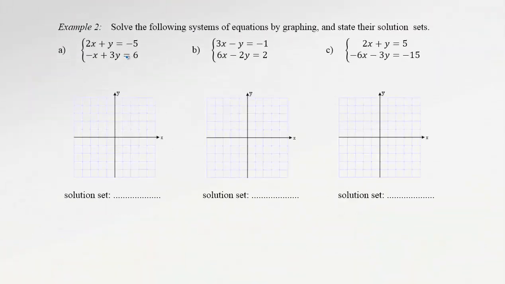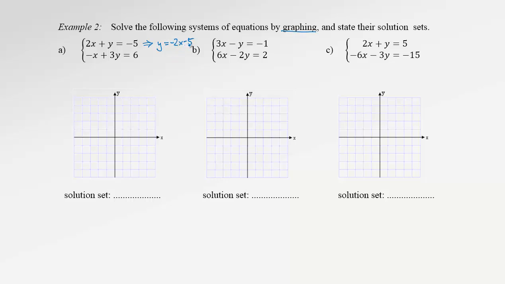Let's try to solve and classify the following systems of equations using the graphing method. That means graph both lines and see where they intersect, if at all. Okay, let's graph the first line. Since the easiest way of graphing is to have our equation in slope-intercept form, let's rewrite it: y equals negative 2x minus 5. I just brought the 2x to the right.